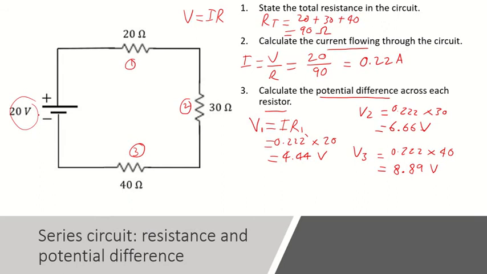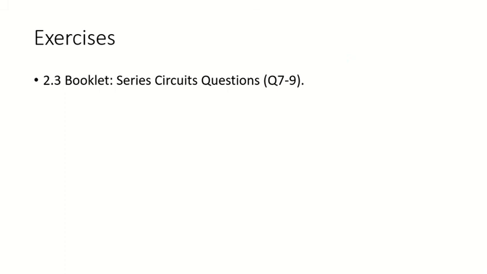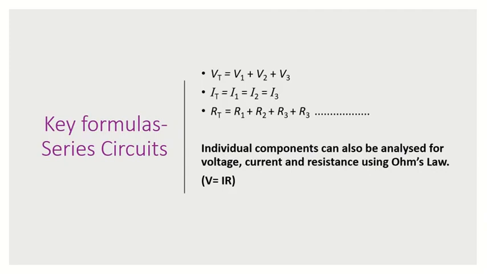So the total voltage drop is 20, so we're going to have our 4.44 plus our 6.66. I guess that's 6.66 recurring, so it's 6.67 technically. And our 8.89. And if you add them all together, you should get 20 volts, which you do. So just super quickly recapping, in a series circuit, the total voltage is equal to the addition of the voltages across any components. The current is equal everywhere in a series circuit, and if you want to work out the total resistance, you just add the resistors together.